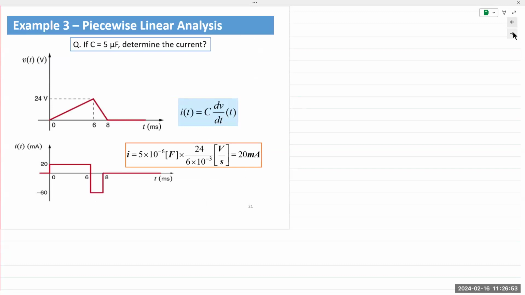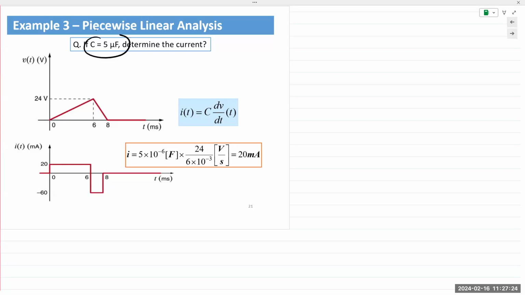All right, so piecewise linear analysis, as a concept, is similar to superposition. You take a large portion and you divide it into small pieces. The advantage here is that in the previous 2 examples, examples 1 and 2, we already had a mathematical expression given to us. Here it's a graphical interpretation of a signal that is being applied.